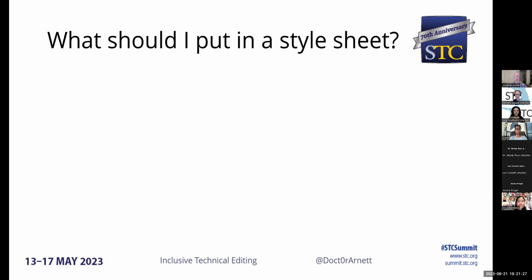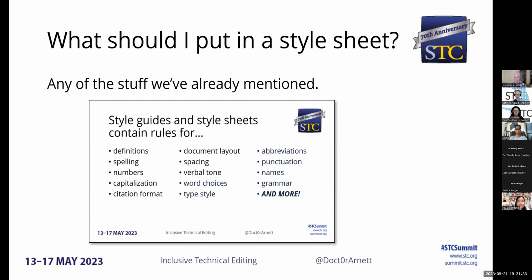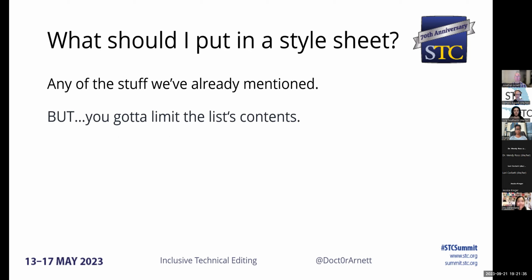So the question is then, what should you, the technical communicator, put in a style sheet? You should put such things as, well, everything we've already mentioned. The thing is, though, if you include absolutely everything, then it will not work for you. You have to make sure that you're putting in relevant things. If you make a laundry list of every single edit you make, then that'll be a problem.